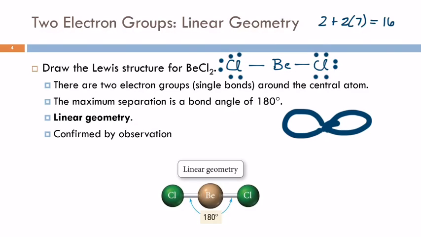So these 2 electron groups, the farthest away they can get from each other is on opposite sides of the central atom. Here's a model of the molecule, and we see that this bond angle is 180 degrees. We call this a linear geometry because all those atoms are in a line. And this has been confirmed by experimentation, that beryllium chloride forms this linear geometry.